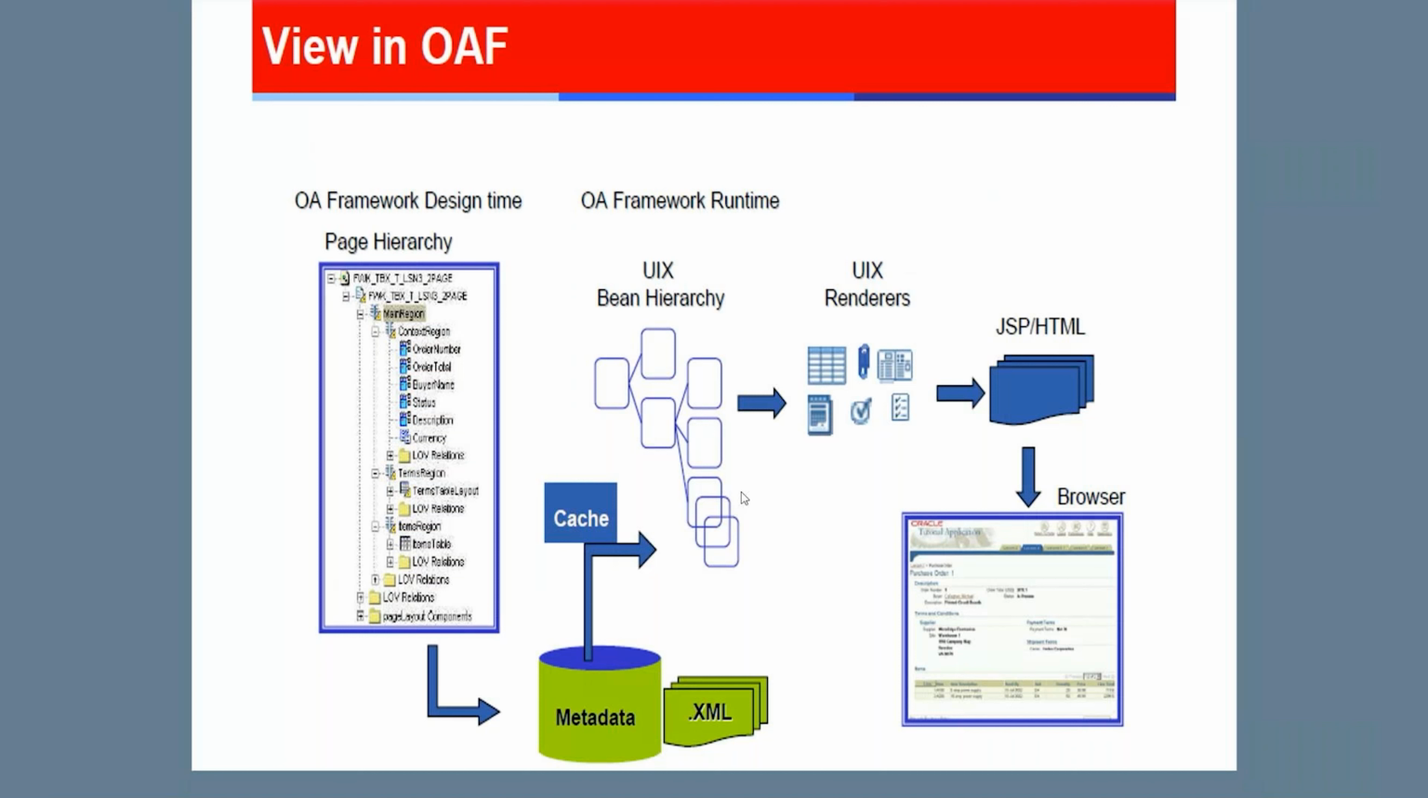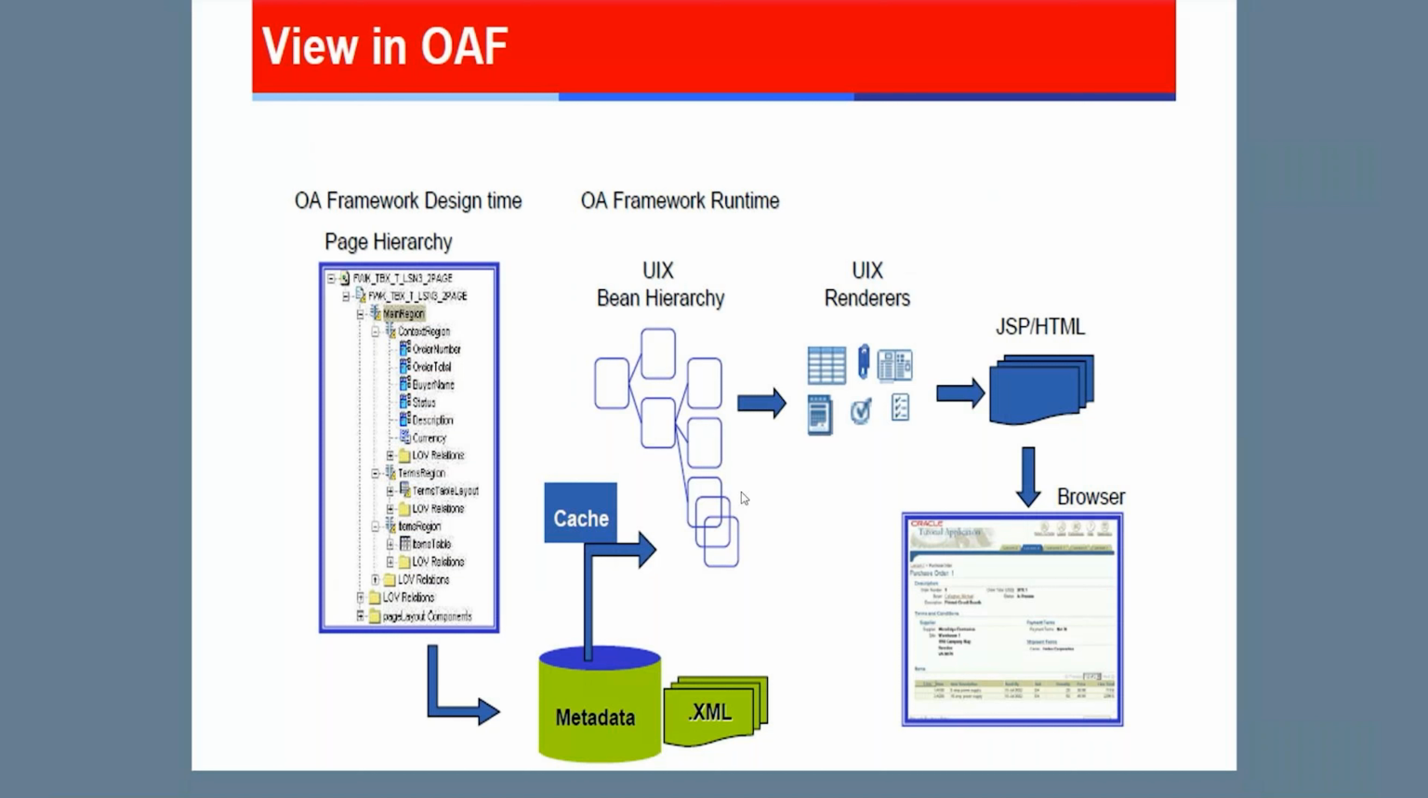For that, the framework has provided us two types of components. One is regions, one is items. Anything we see on the page is only a combination of regions and items. That's it. Every region or every item we see on the page is called a bean. These are all Java beans.